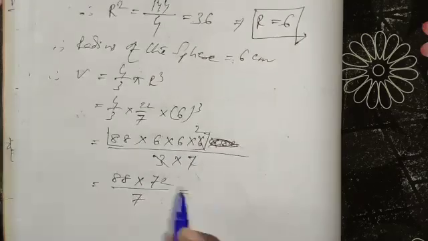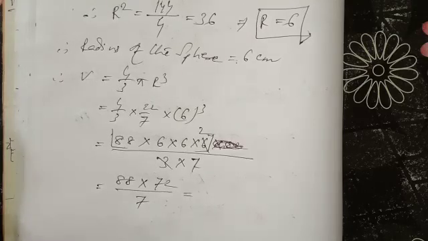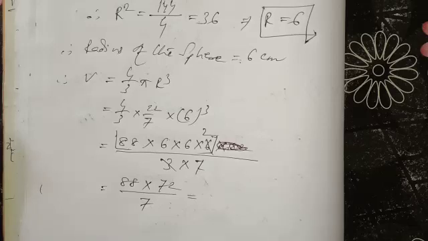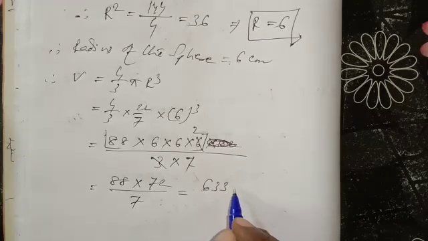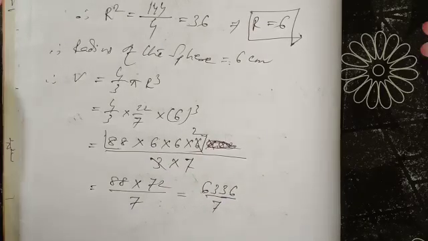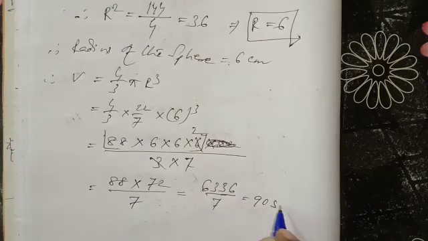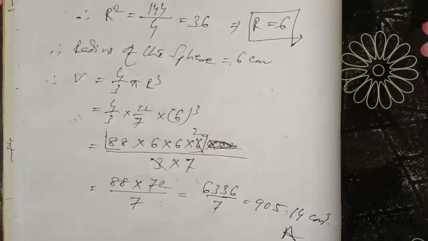You have to multiply, and then divide. 88 into 72, how much are you getting? 6336. Just multiply. 6336 divided by 7. Divide, how much are you getting? The answer comes as a mixed fraction, or decimal, 905.14 centimeter cube. In this way question 4 is also completed.